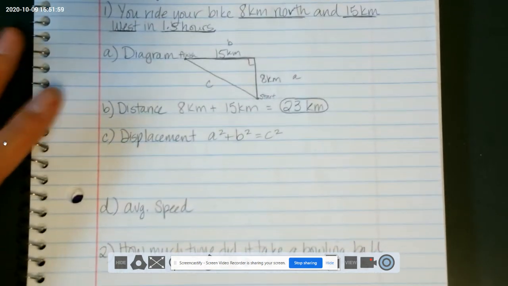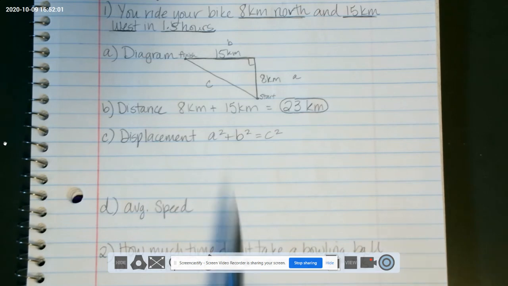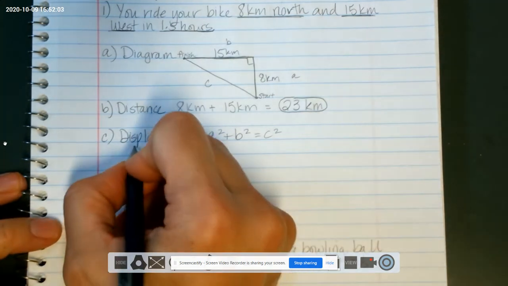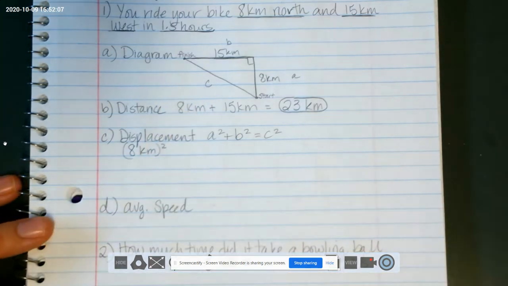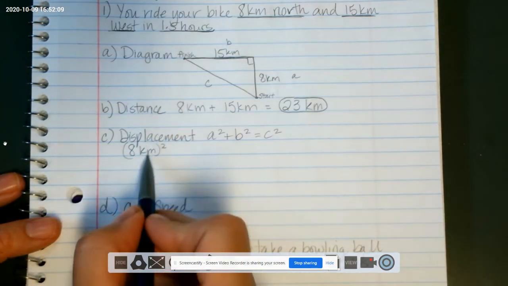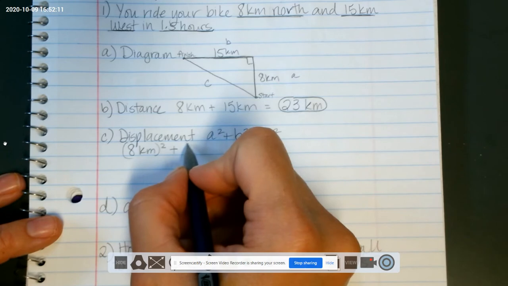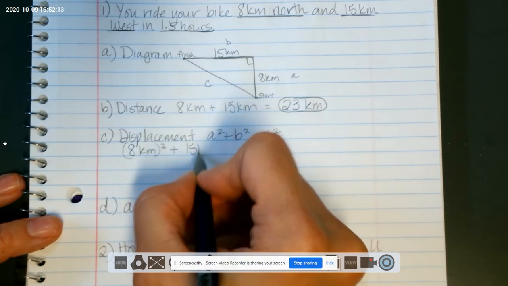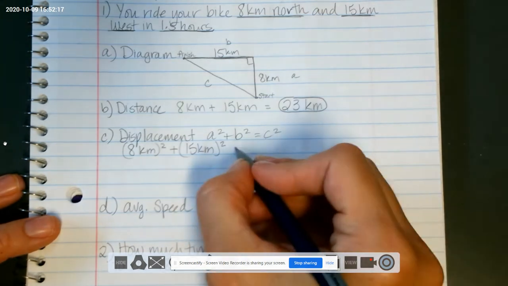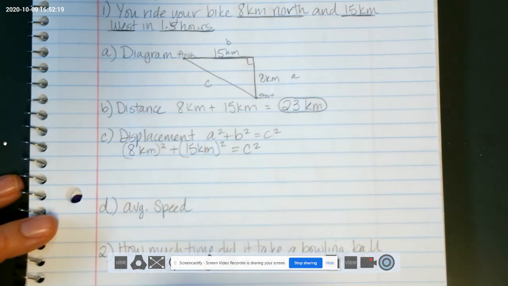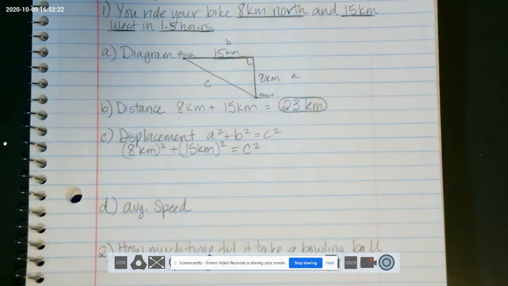Okay, so now we need to plug those numbers into the equation. So 8 kilometers, remember I put parentheses and square it. I put the squared on the outside so I can square everything inside. I'm going to add that to 15 kilometers, parentheses around it and squared. And I'm still going to keep my c squared. Haven't dealt with that yet. I'm going to now square them.